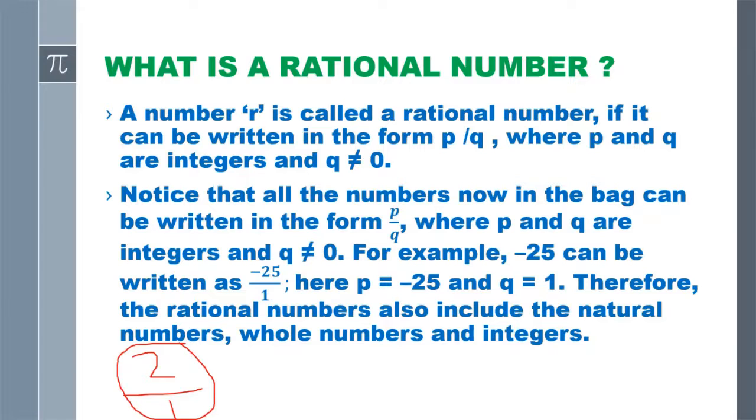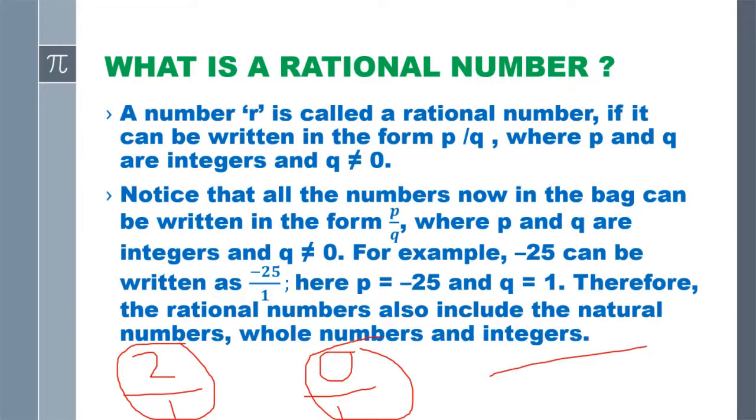Now take an example of a whole number. 0 is a whole number. 0 upon 1. I have changed the form of the whole number to the form p by q. But the value has not changed. 0 upon 1 is 0. But the form has changed. The form is p by q. It means it is the form of a rational number. So all whole numbers can be written in the form of rational numbers.